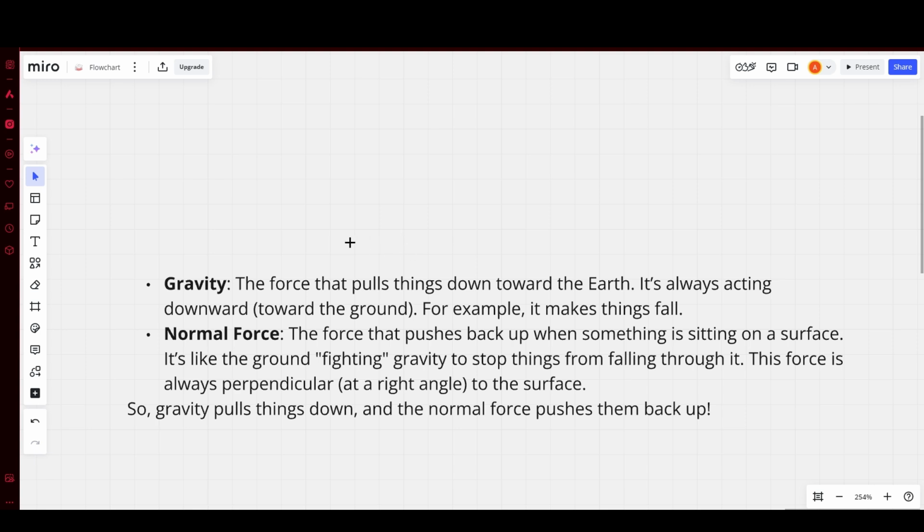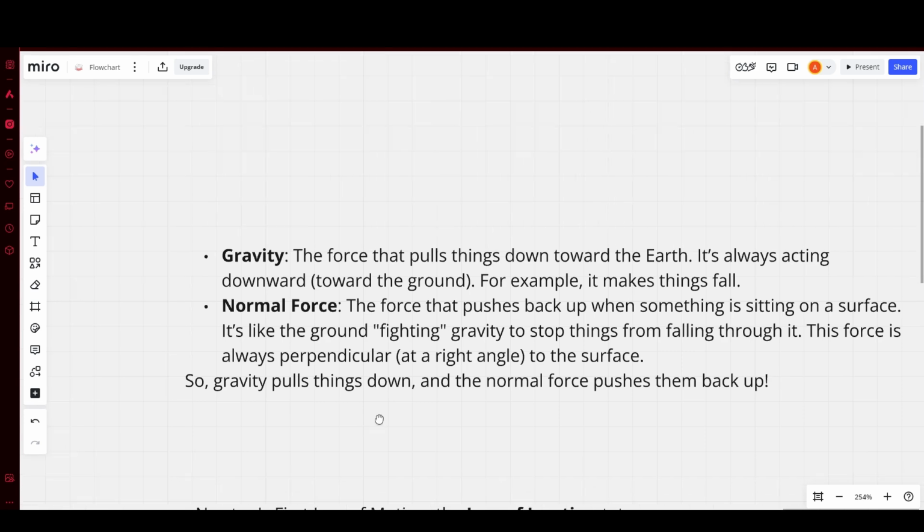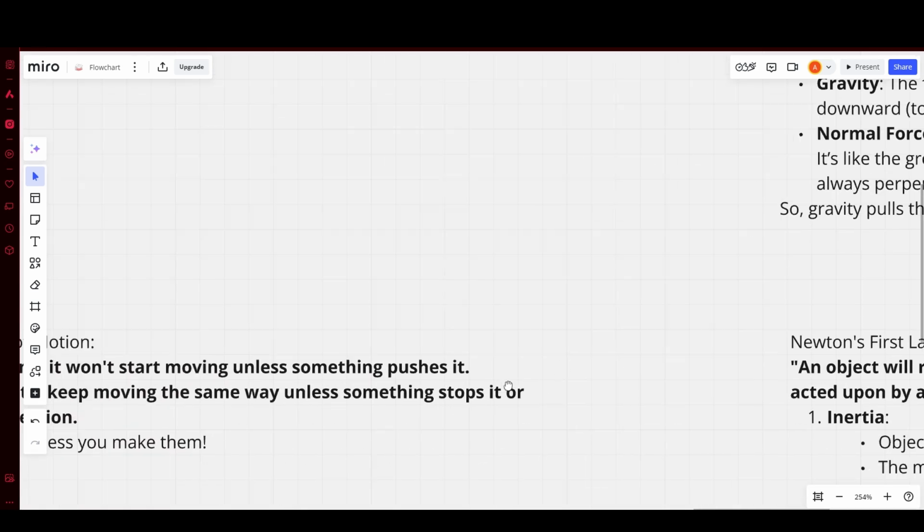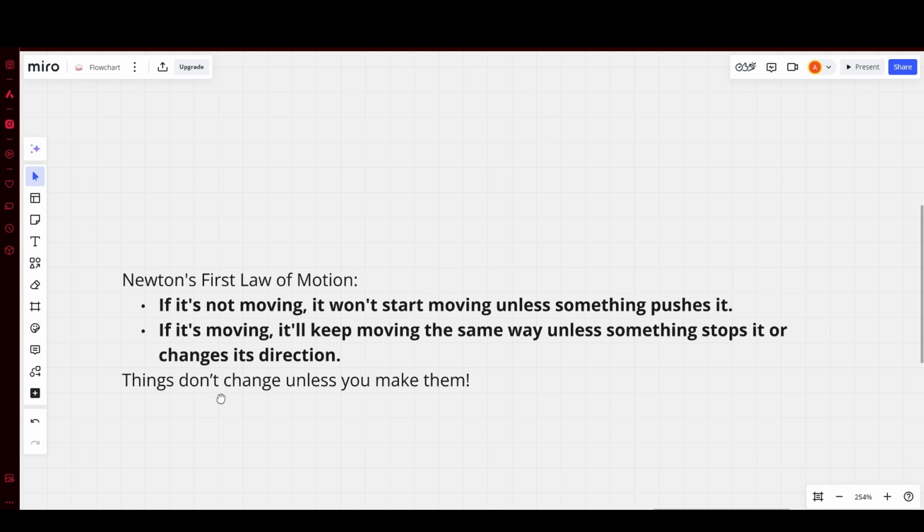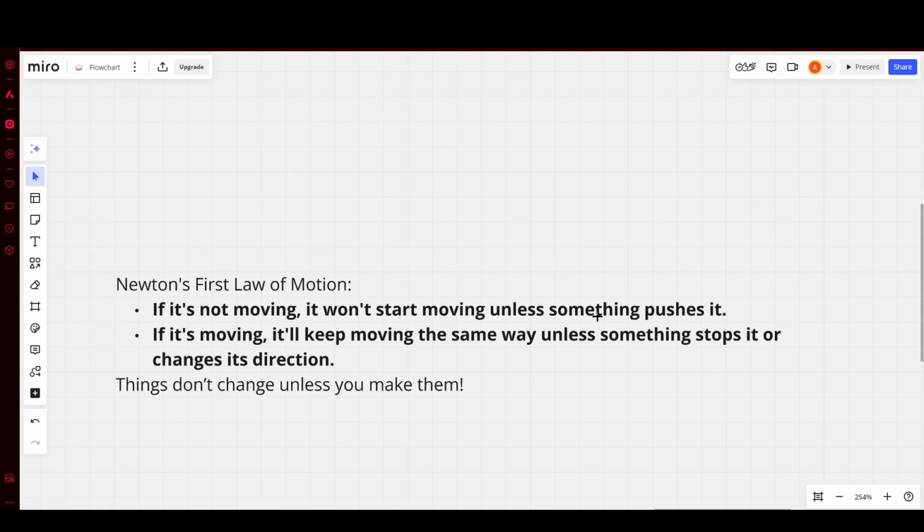Let's talk about Isaac Newton's first law of motion. Pretty much, if an object's not moving, it won't start moving unless something pushes it or pulls it. And if it is moving, it will keep moving the same way unless something stops it or changes its direction. So things just don't change unless you make them. For example, if you have a car just sitting there, it's not going to move. And if you have a car gliding on ice, it's going to keep gliding on ice until something stops it.